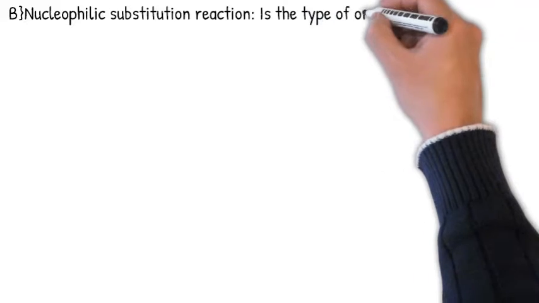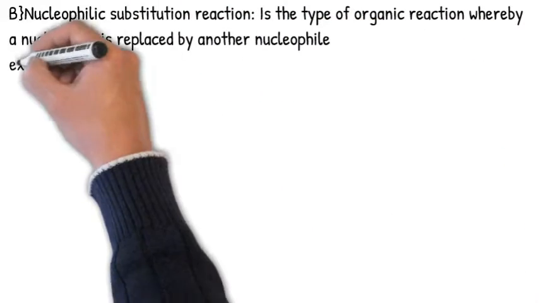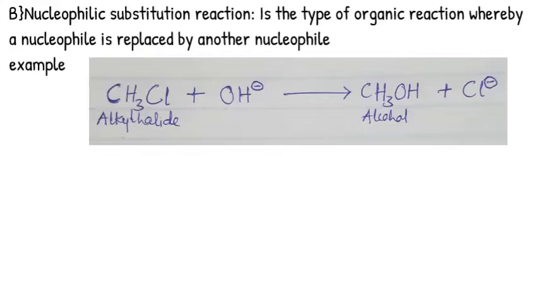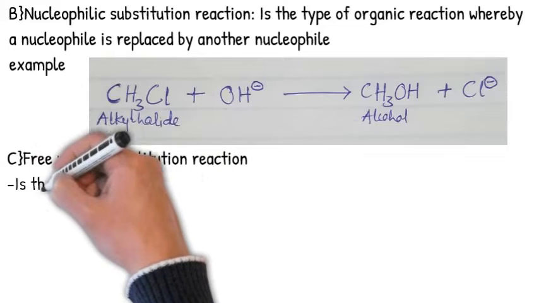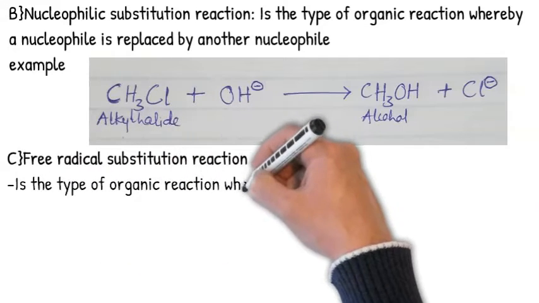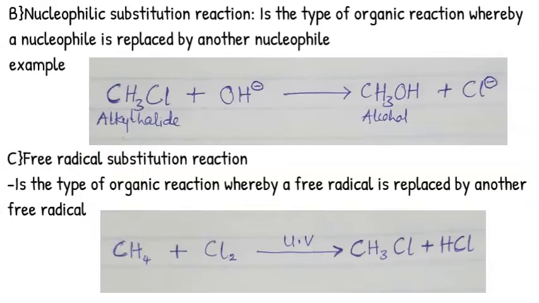Nucleophilic substitution reaction is a type of organic reaction whereby a nucleophile is replaced by another nucleophile. Example, from this reaction, chloride is replaced by hydroxyl group. Free radical substitution reaction is a type of organic reaction whereby a free radical is replaced by another free radical. From this reaction of methane and chlorine gas under UV light, a hydrogen free radical is replaced by a chlorine free radical.